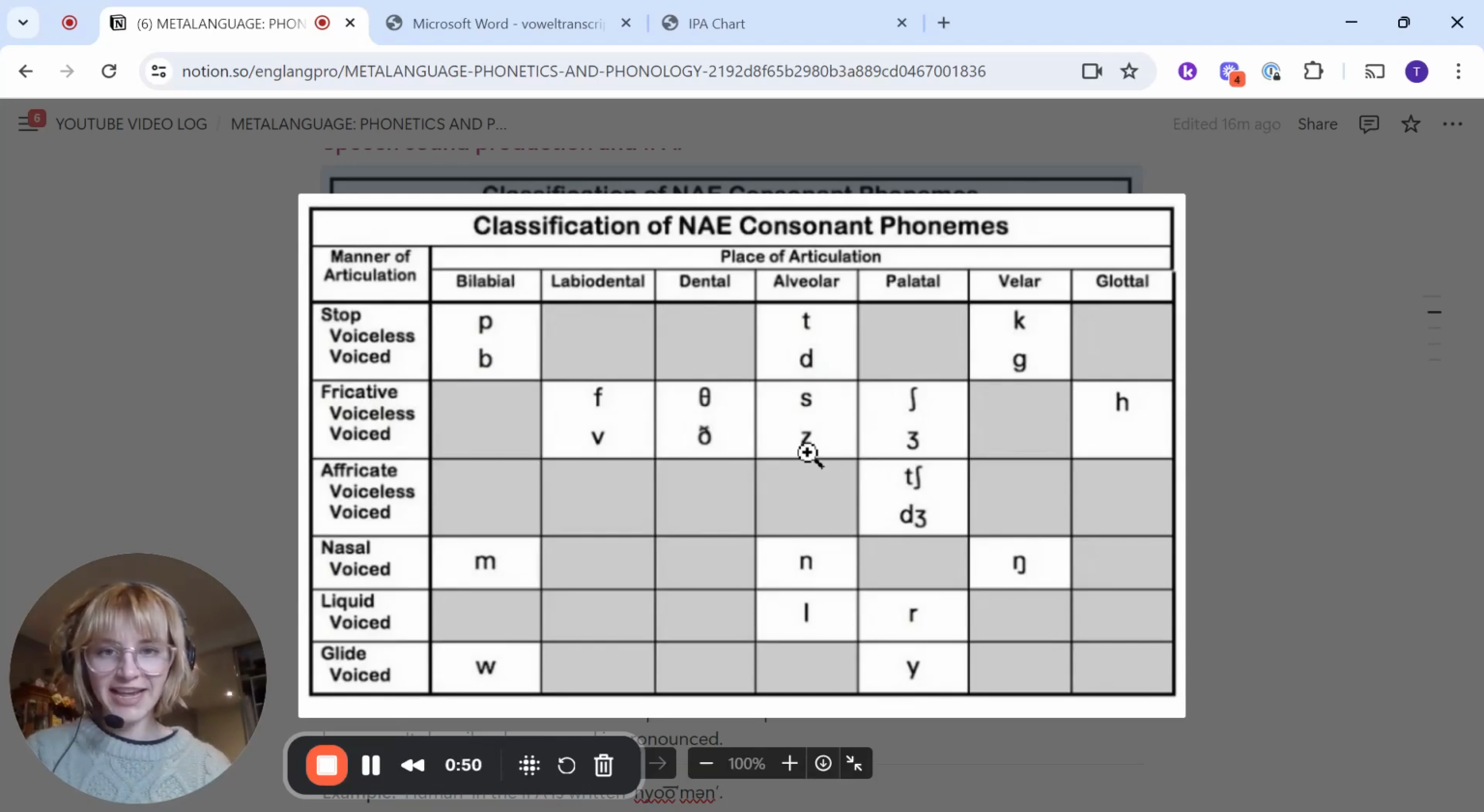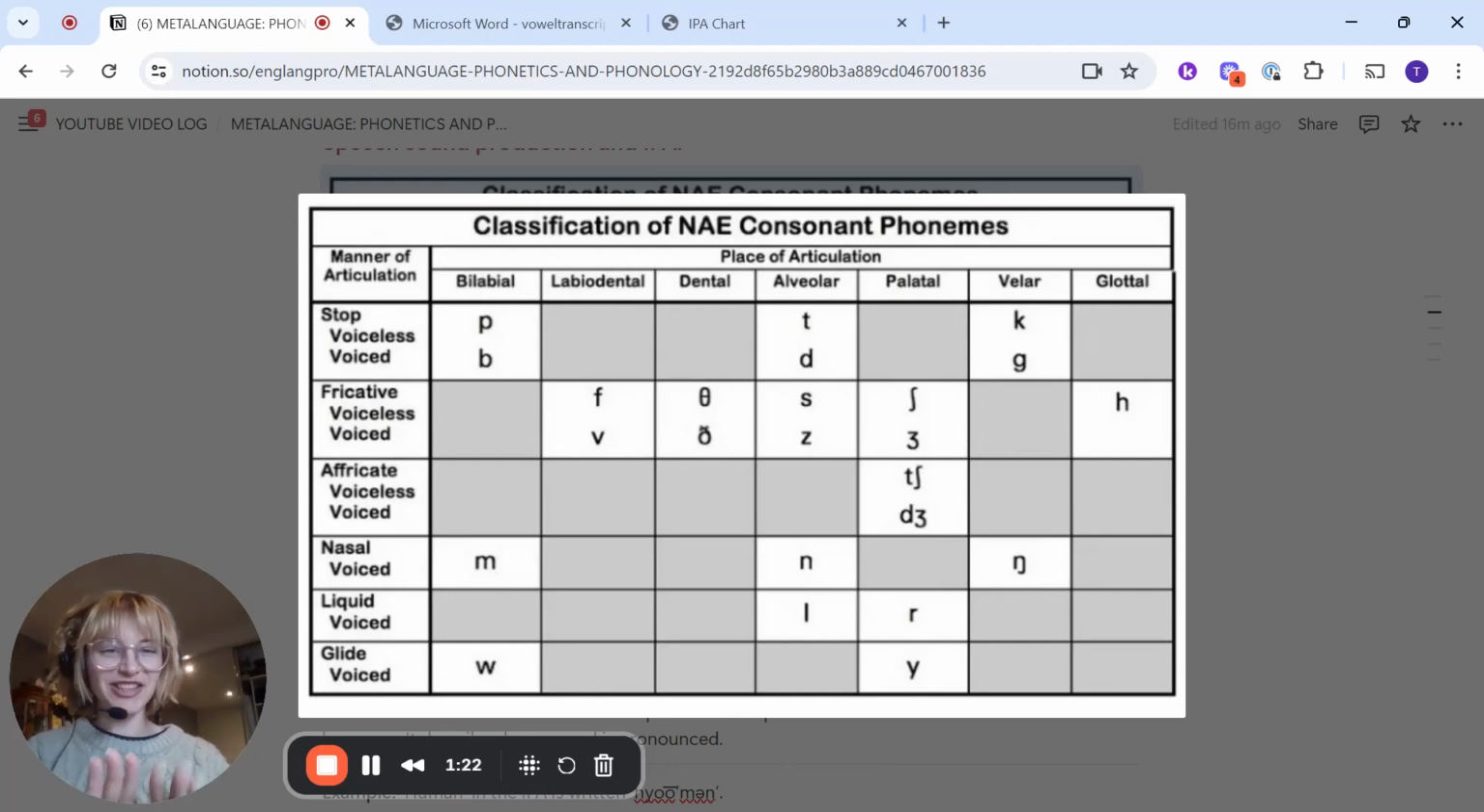So if we take the stop t or d and then add the fricative j here, adding this symbol, which is the j sound. This is the g sound. This is the j sound. So d, j, as in judge. That's a stop plus a fricative, which makes an affricate.